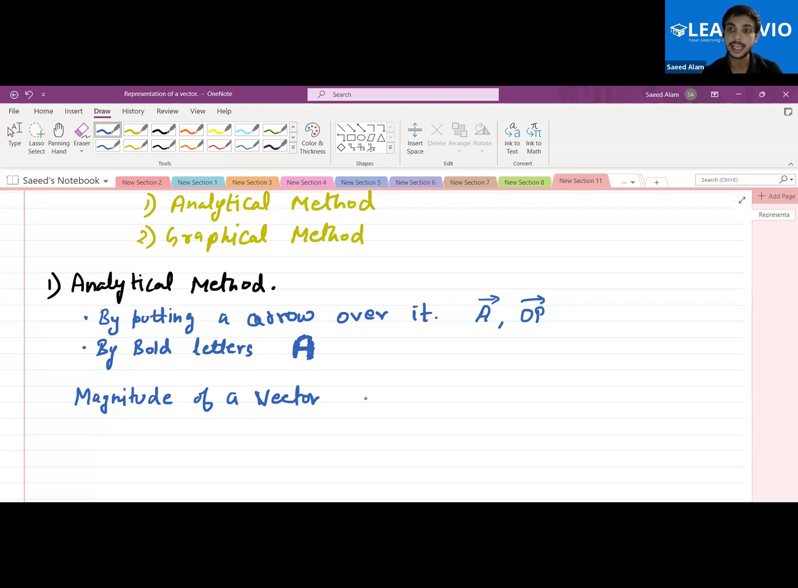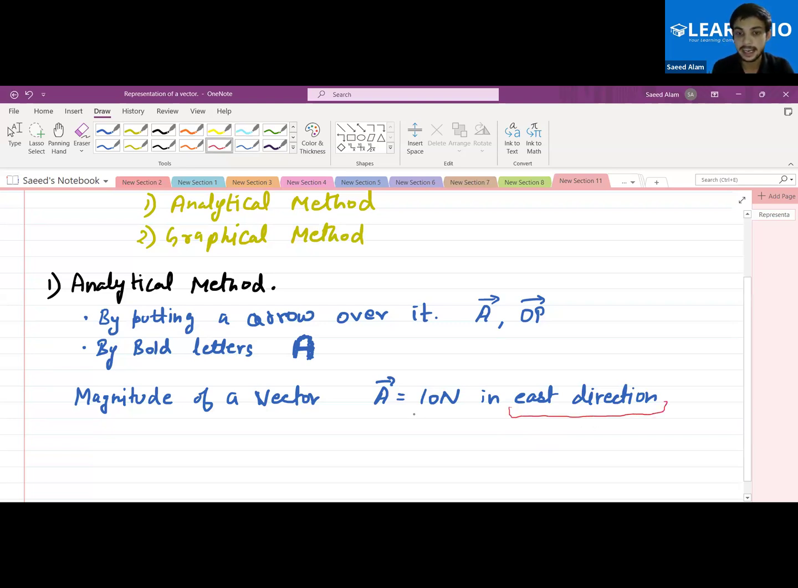Magnitude is just the number that the quantity has. For example, let us say that A is a vector that is 10 Newton. That means it is a force in the east direction. East is the direction, and 10 Newton will be called its magnitude.